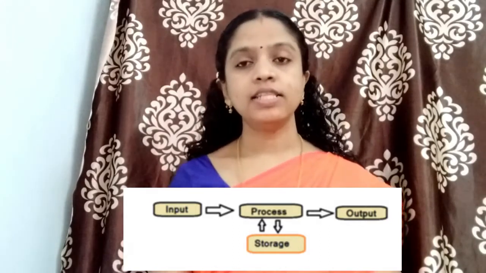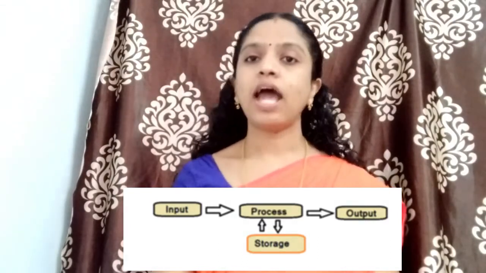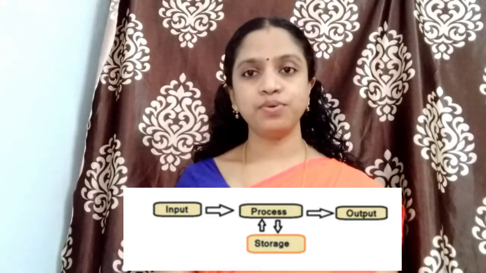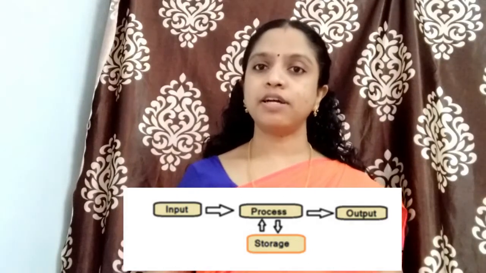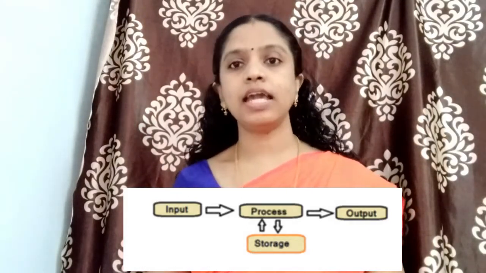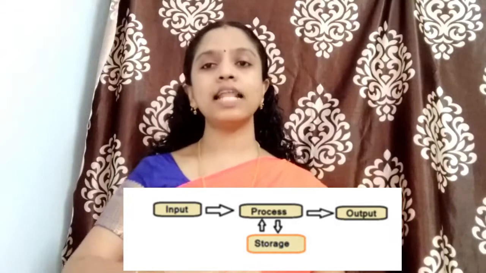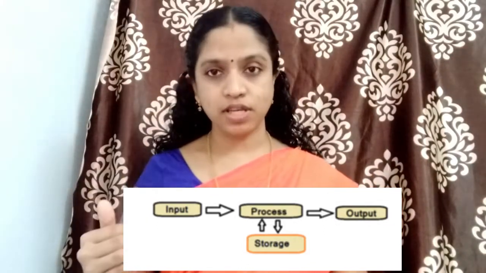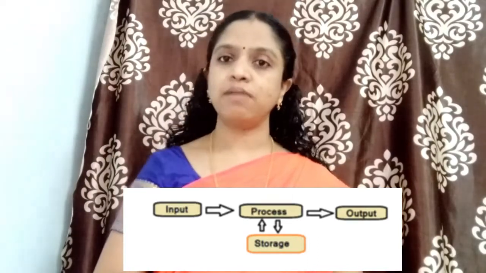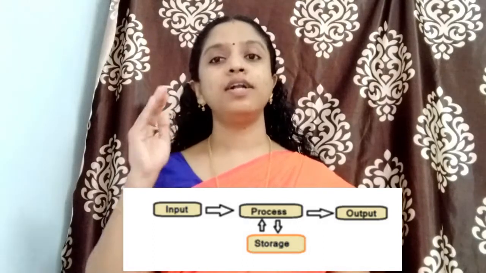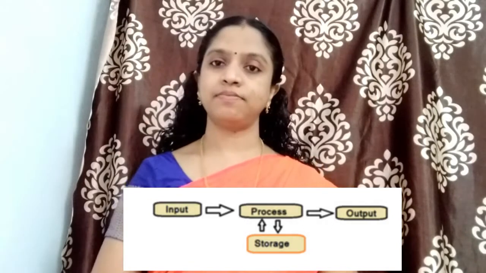After that, the processed data will be sent to output devices, and these output devices will show you the result after processing. So this is the main operation that is happening in a computer. Input devices will get the data and send it to the Central Processing Unit or CPU, and the CPU will process the data and send it to the output devices, and these output devices show you the result. Clear?